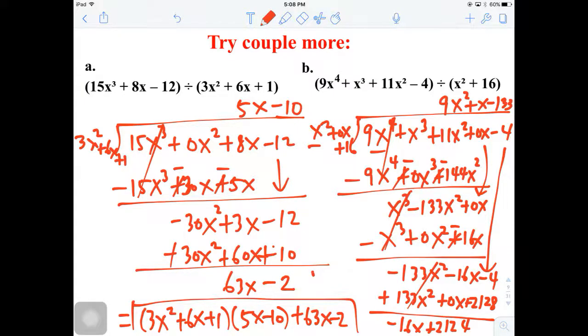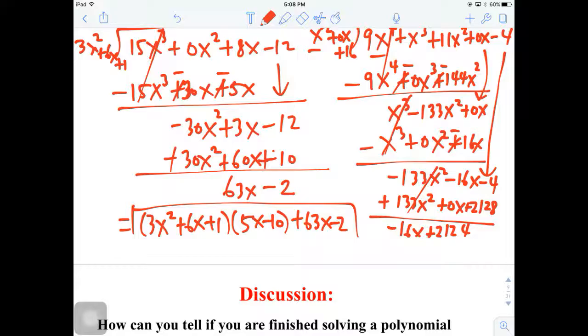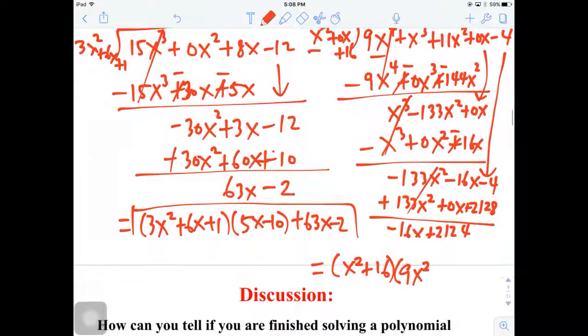And I'm going to write the answer, let's see, over here. That's the divisor, which is x squared plus 16, times the quotient, which is 9x squared plus x minus 133, and the remainder is minus 16x plus 2124. Quite a long problem, right?